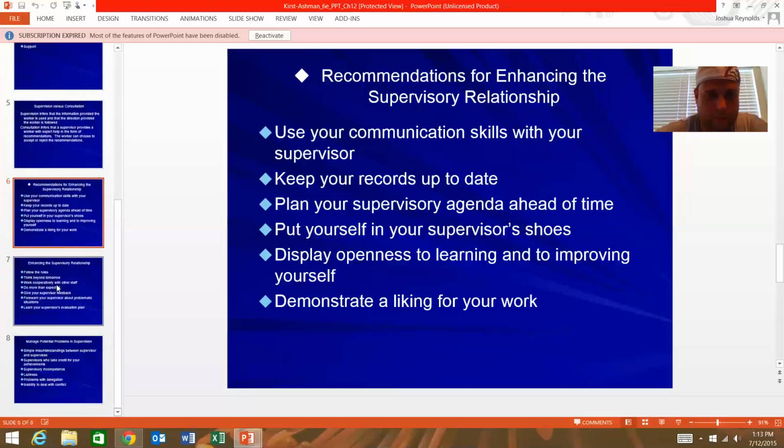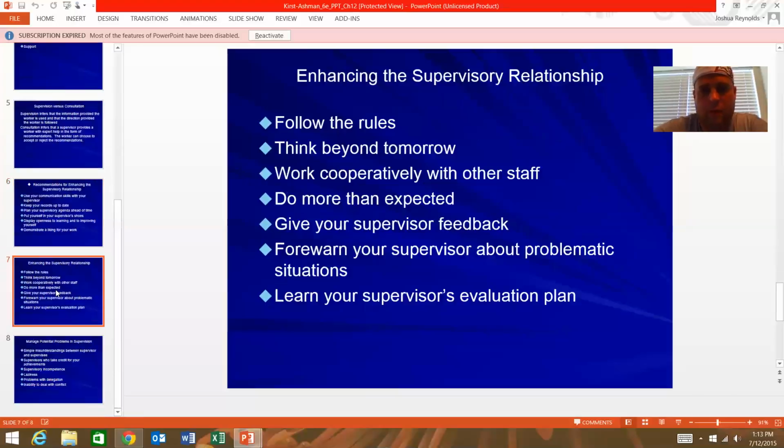All right, we got 2 more. This is pretty basic, but I'll just point out a couple. Think beyond tomorrow, not just what are we doing right now, but how do we need to play chess, not checkers. How do we need to set this up for success in the future? Not just with my job, but for the team and for the organization and for the community. Do more than expected, which is how I've built my career.